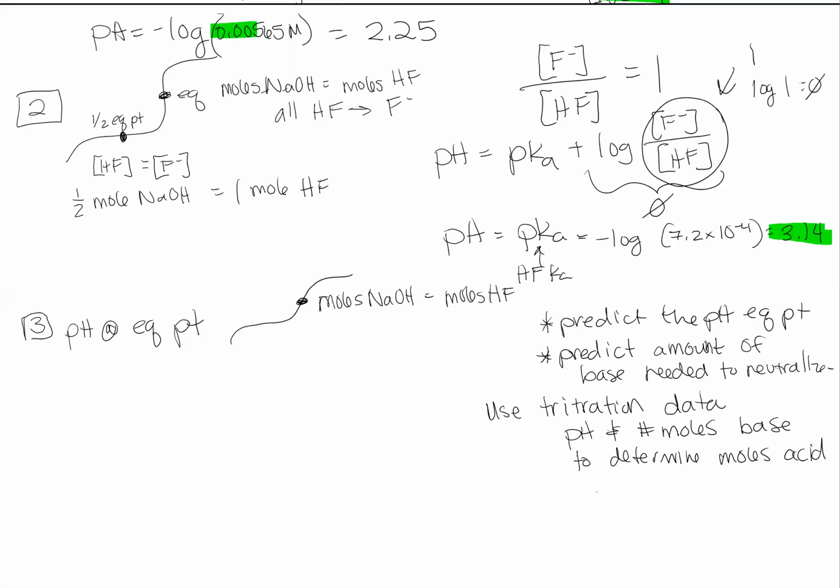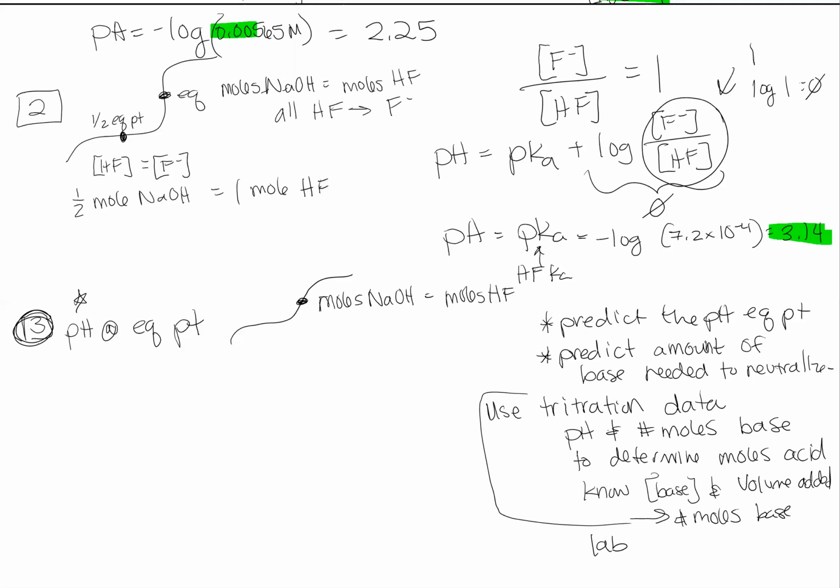In these cases, we take that known concentration of our base and the volume added to get that number of moles of base. So this is how you would use these types of calculations in lab. Before going into the lab and performing a titration, you would do something predictive, like we're doing here in number 3. So with that disclaimer, let's go ahead and solve this.